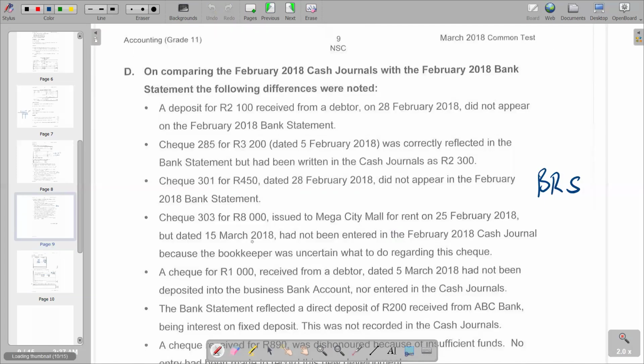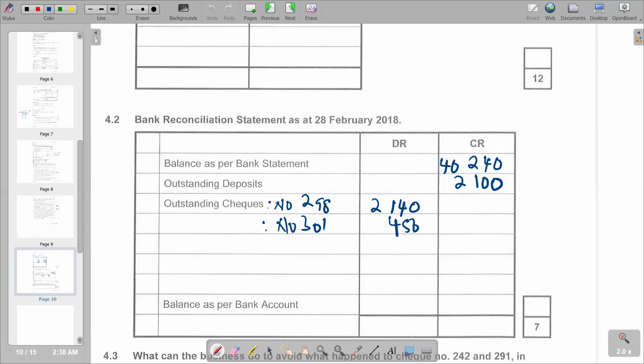Go to the next part. We have got check 303 for 8,000 rands issued to make a suitable for rent on 25 February 2018, but dated 15 March 2018. It was not entered in the February 2018 cash journals because the bookkeeper was uncertain what to do regarding this check. It's not appearing in the cash journals, but it is supposed to appear in the cash journal. So it means it's an outstanding check. So we need to put it in the cash journals, and also it's going to affect our bank reconciliation. So we have 8,000 under cash payment journal.